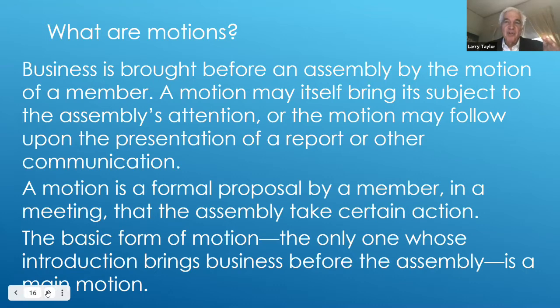But a motion is a formal proposal by a member in a meeting that the assembly takes certain action, and the basic form of the motion, and the only one whose introduction brings business before the assembly, is a main motion. And so an example of this is I move that the holiday party be on July 4th, 2021, or whatever action that the member wants to propose.